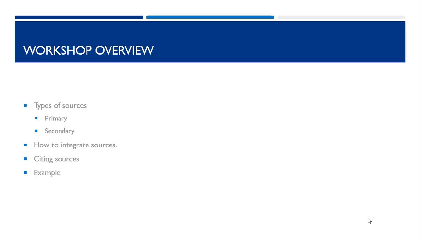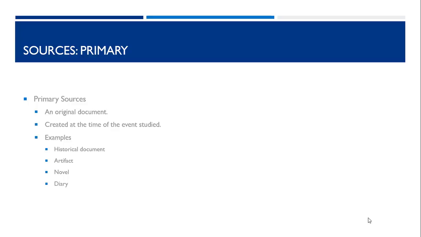And then we're going to go through an example demonstrating how you can use what you've learned in the workshop practically within your own writing. So to get started, we're going to talk about the different types of sources.